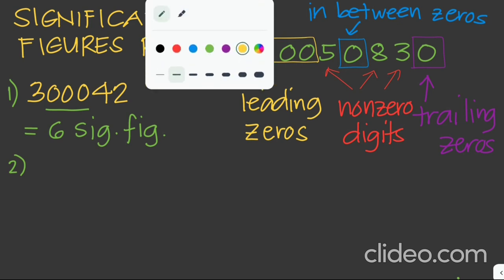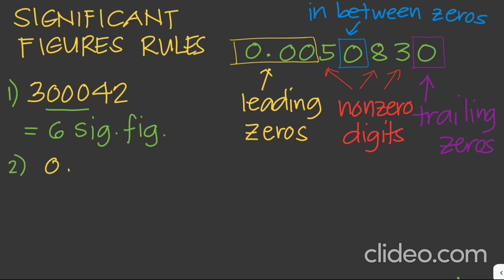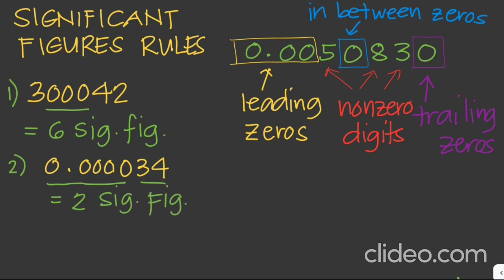Say, for example, we're given 0.00034. Okay, these are the leading zeros and these are our non-zero digits. It says leading zeros are not significant. So in this case, we only have 2 significant digits or significant figures. Okay, the next rule is that trailing zeros are significant or they count if there is a decimal point.